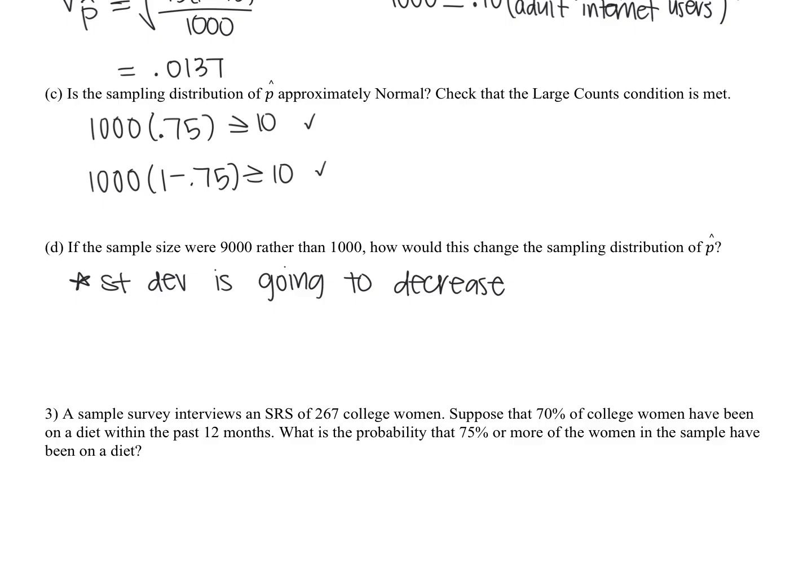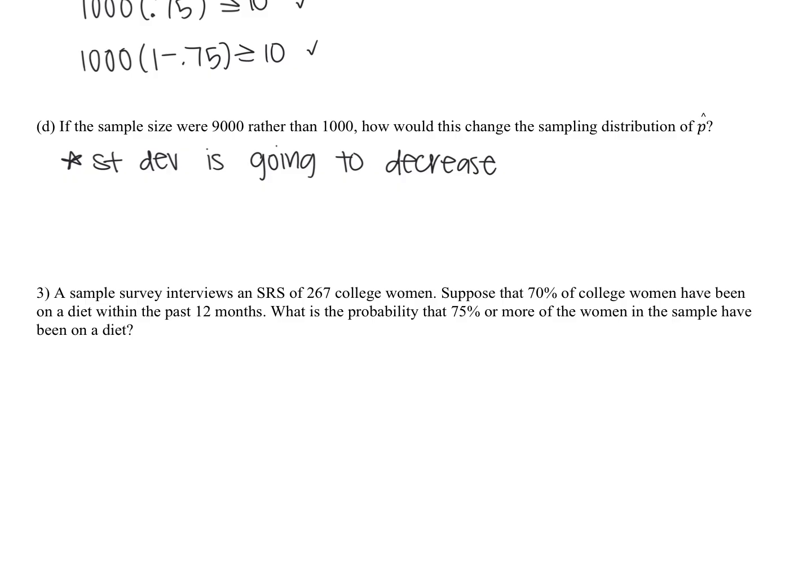So the only time you really have to mention the shape changing is if it wasn't normal to begin with. So like if my sample size to begin with was 75 instead of 1,000, then I would say, well, my distribution isn't normal, so increasing it to 9,000 is going to make it normal. So you really only have to mention the shape if it's not normal to begin with.